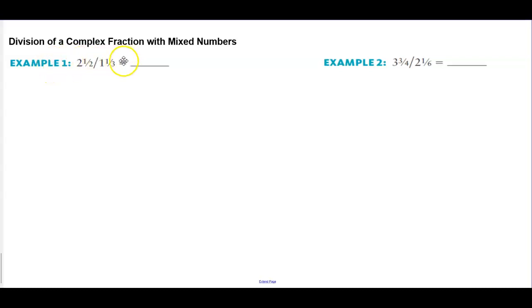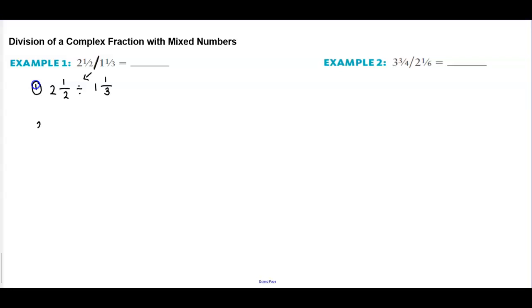Division of a complex fraction with mixed numbers. In this first example, we have 2 1/2 divided by 1 1/3. So let's write this with the division symbol. So we have 2 1/2. The larger division represents our division symbol, divided by 1 1/3.